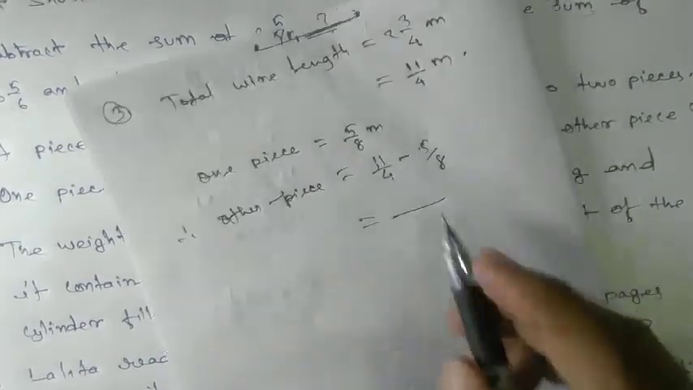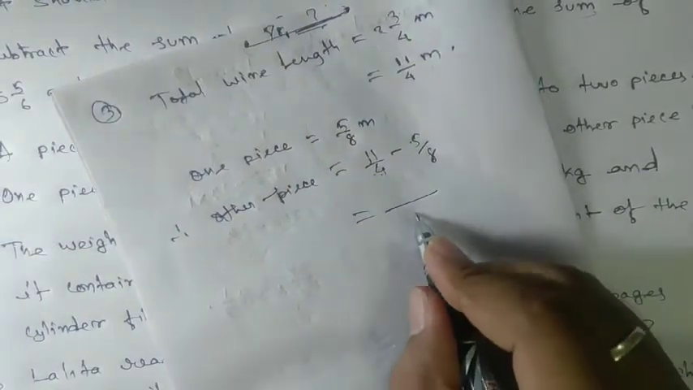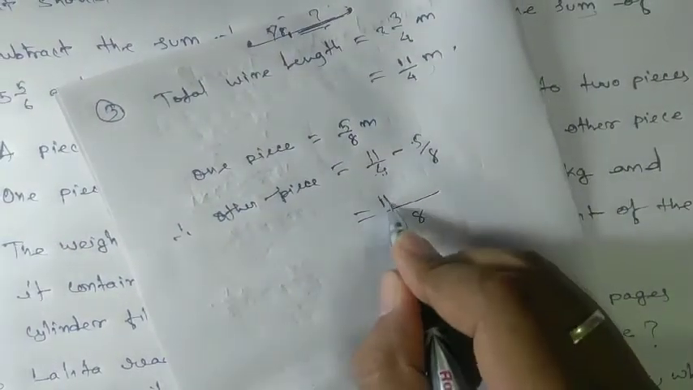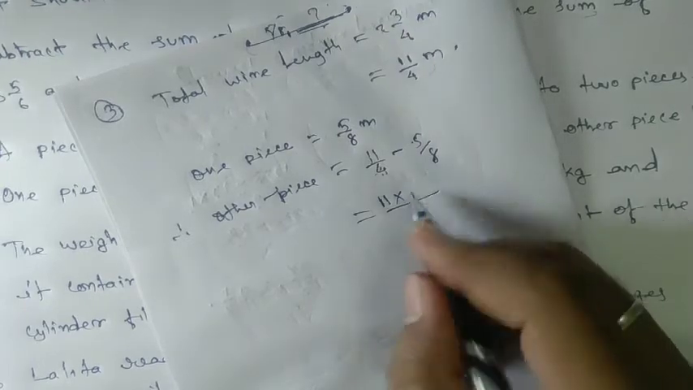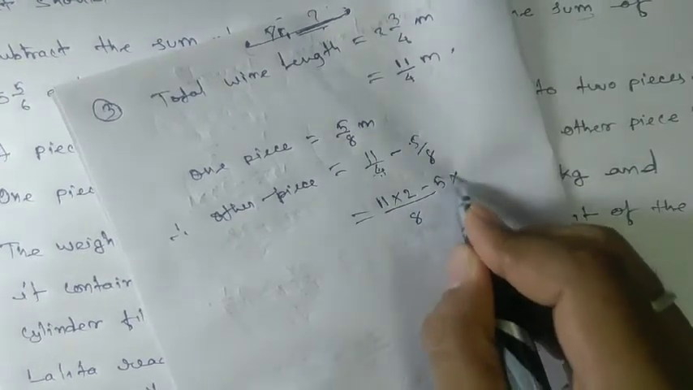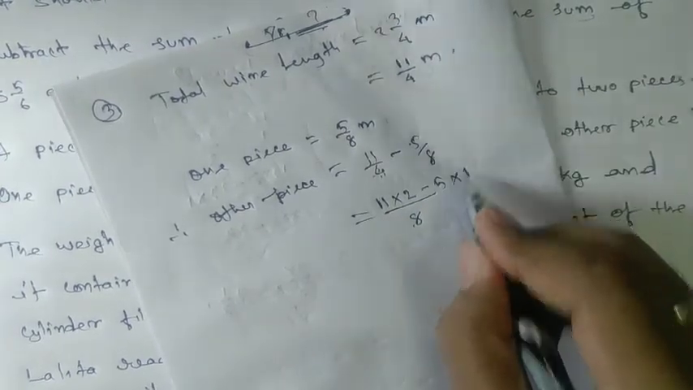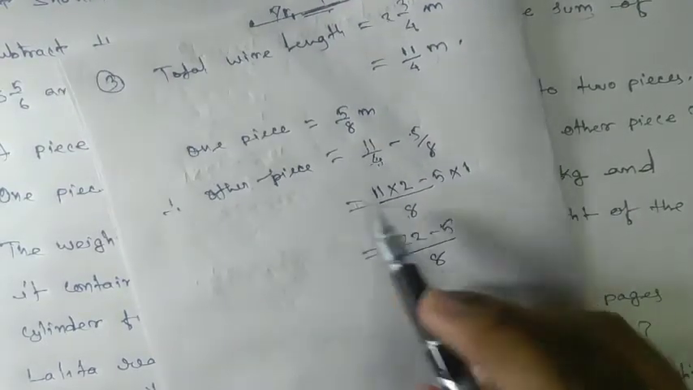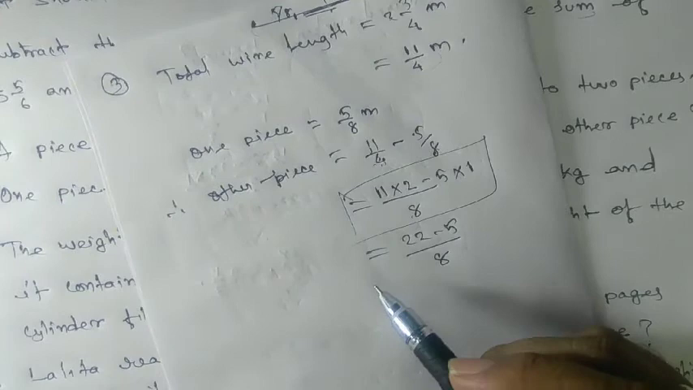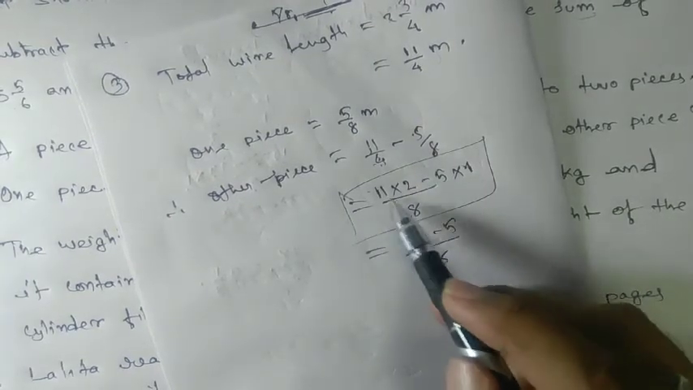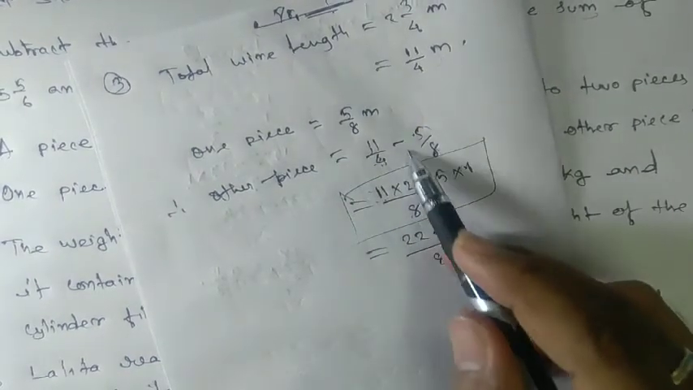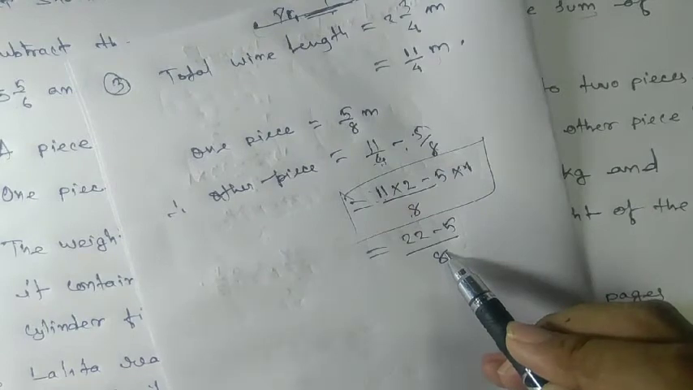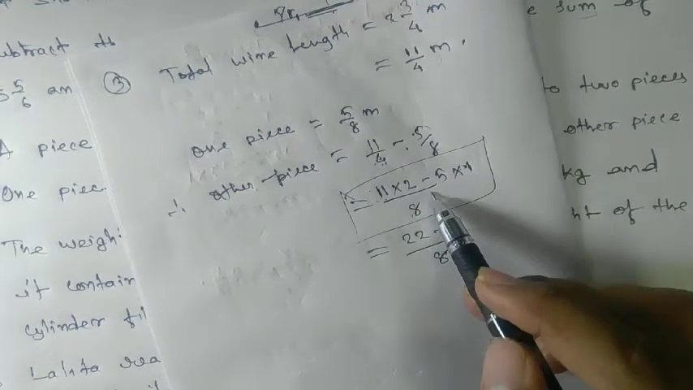Now take the LCM of 4 and 8, which is 8. In the 4 table, where is 8? 2. And in the 8 table, where is 8? 1. So 22 minus 5 by 8. See, this is not a vital step. If you learn how to get the value, you can write from this step to this directly. Okay, no need to show this step.